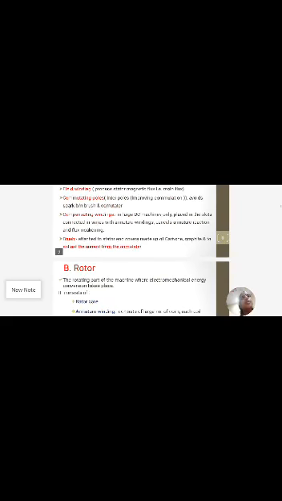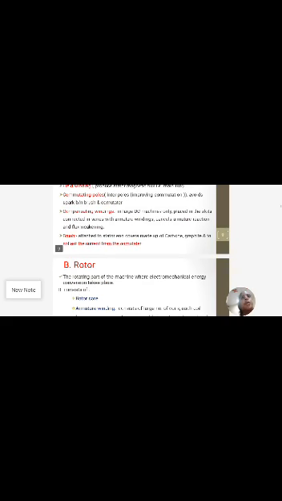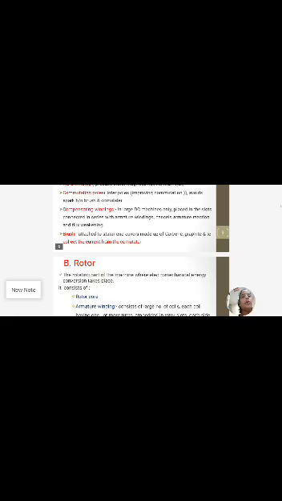Next, coming to choice of material, again brushes are normally made of soft materials like carbon.